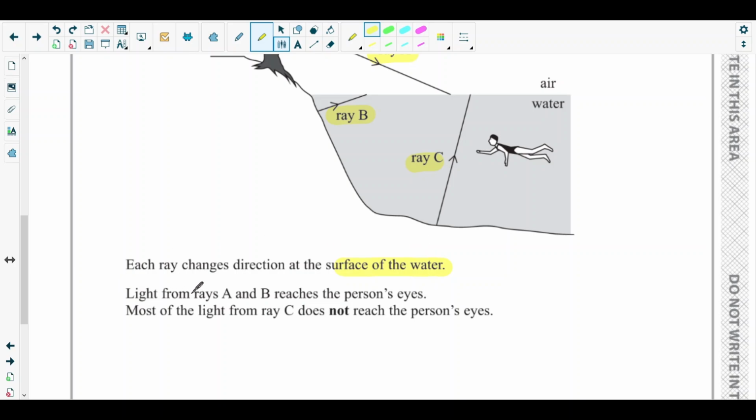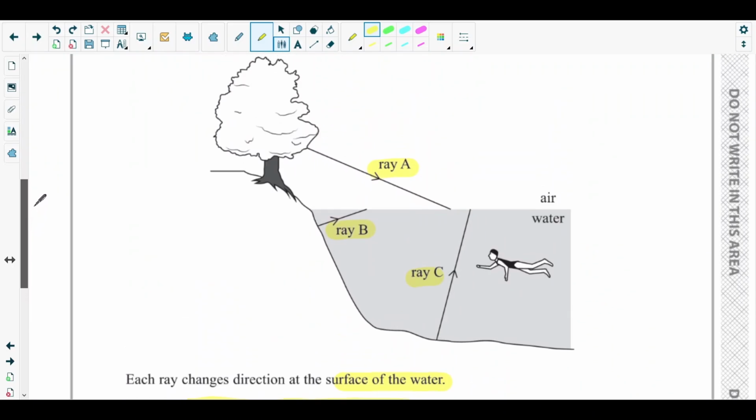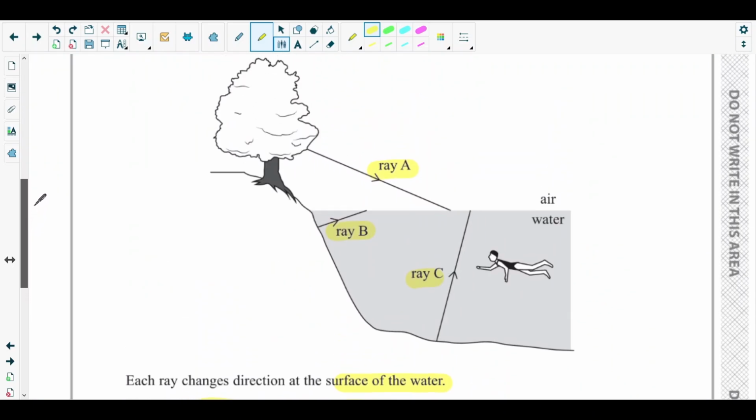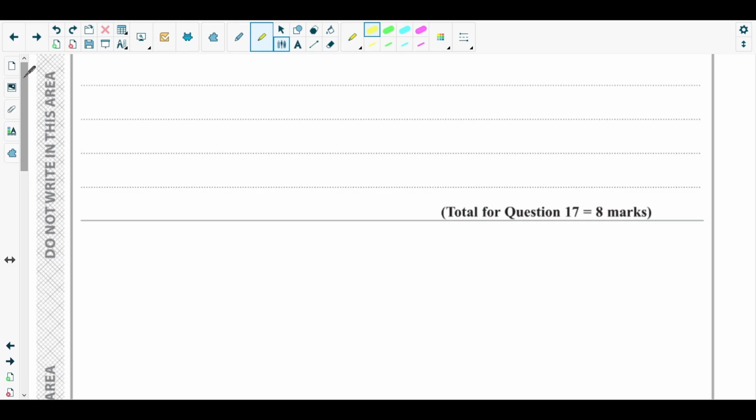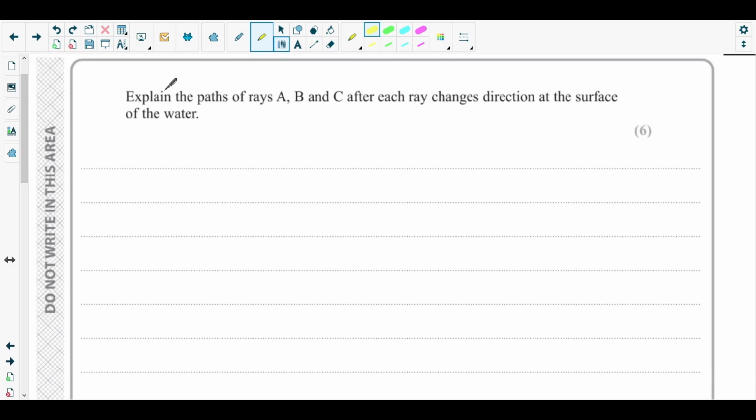Light from rays A and B reaches the person's eyes. Most of the light from ray C does not reach the person's eyes. So ray A and ray B reach the person's eyes, but the light from ray C does not reach the person's eyes. Part B is asking to explain the paths of rays A, B, and C after each ray changes direction at the surface of the water. This is for 6 marks.